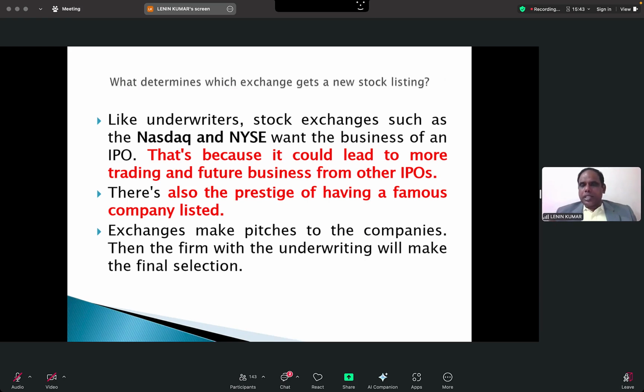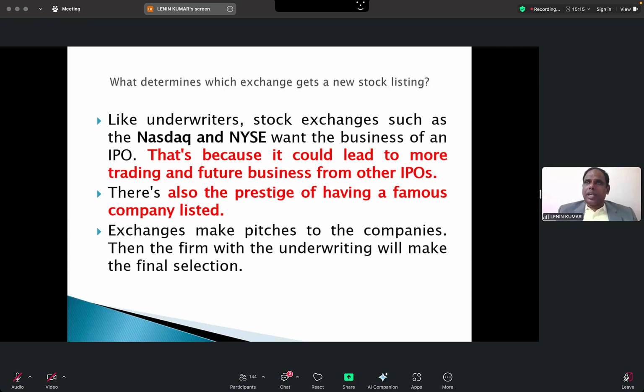What determines which exchange gets a new stock listing? Like underwriters, stock exchanges such as NASDAQ, New York Stock Exchange, Dubai Financial Market, and Abu Dhabi Stock Exchange want the business of an IPO, because even stock exchanges are going to make money out of this IPO. So everyone will be interested in saying that you come and list shares in our exchange. That's because it could lead to more trading and future business from other IPOs.